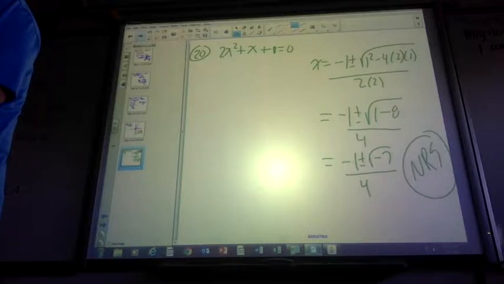On 16, all I do is add 80, divide by 5, take the square root. Plus or minus 4 is your answer.